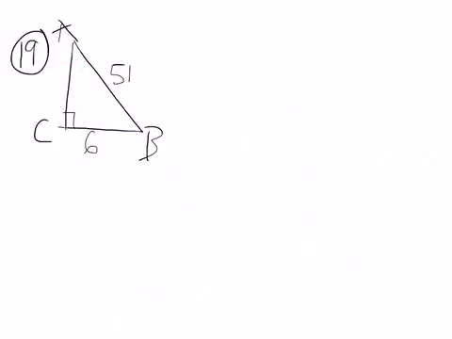This is Math 99, final practice, and this is problem number 19. We're supposed to solve this triangle. And when you solve a triangle, as you know, that means you find all the missing information. So we're going to need to find this side B, this angle A, and this angle B.